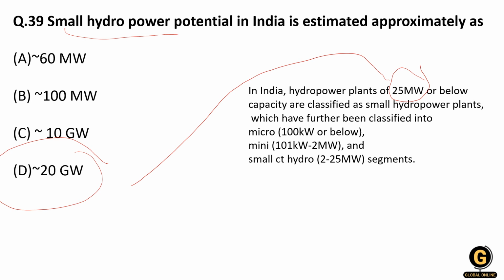So the approximate potential of small hydropower plants is 20 gigawatt, and these small hydropower plants are further divided into micro when the capacity is 100 kilowatt or below, mini when the capacity is between 101 kilowatt and 2 megawatt, and small hydropower plant from 2 to 25 megawatt. So this is the explanation for the small hydropower plant.